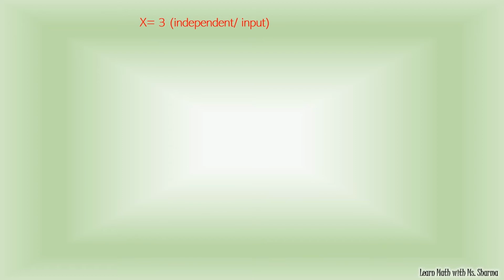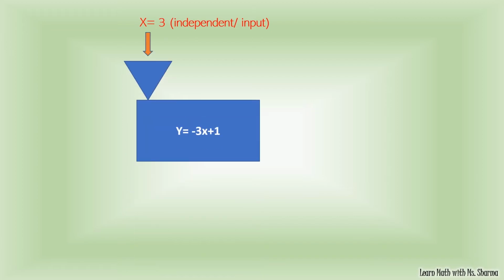Visual representation. For example, if x equals 3, the input is 3 in the function machine and the equation says y equals negative 3x plus 1. We plug in 3 in place of x, so negative 3 times 3 plus 1. Negative 9 plus 1 gives the output y equals negative 8. So independent is input, dependent is output.